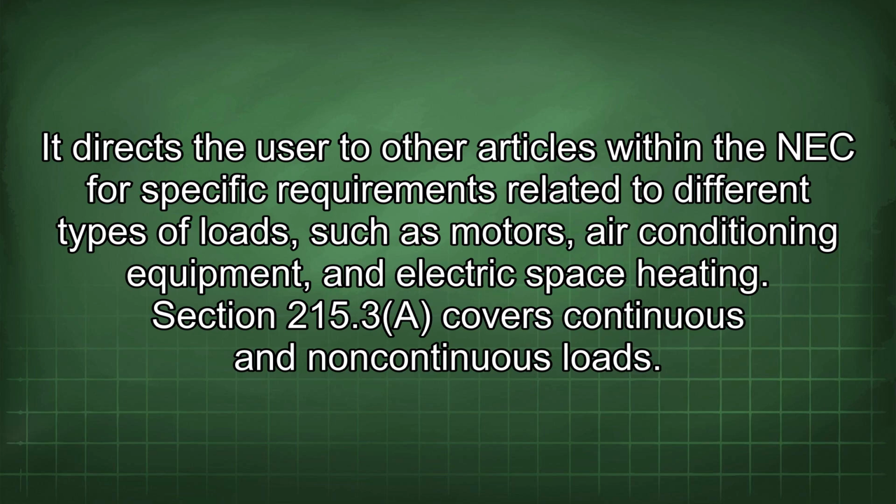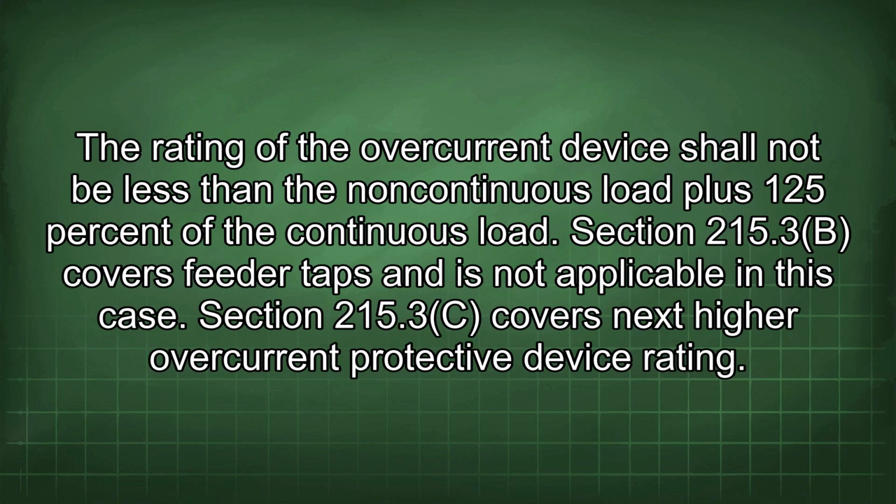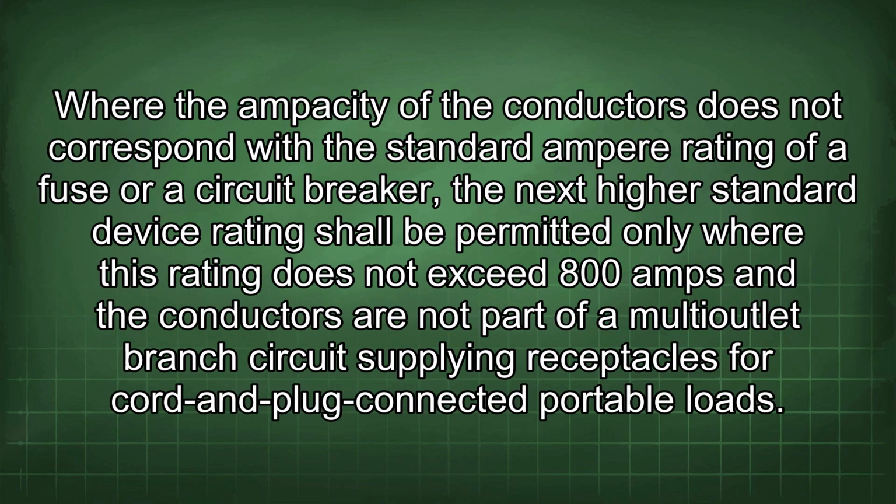Section 215.3 covers continuous and non-continuous loads. The rating of the overcurrent device shall not be less than the non-continuous load plus 125% of the continuous load. Section 215.3b covers feeder taps and is not applicable in this case. Section 215.3c covers next higher overcurrent protective device rating. Where the ampacity of the conductors does not correspond with the standard ampere rating of a fuse or a circuit breaker, the next higher standard device rating shall be permitted only where this rating does not exceed 800 amps and the conductors are not part of a multi-outlet branch circuit supplying receptacles for cord and plug connected portable loads.